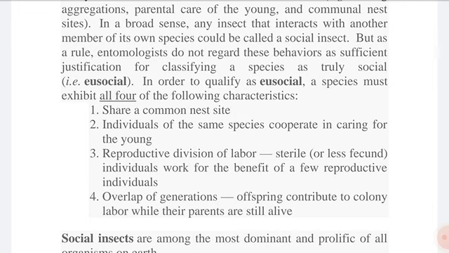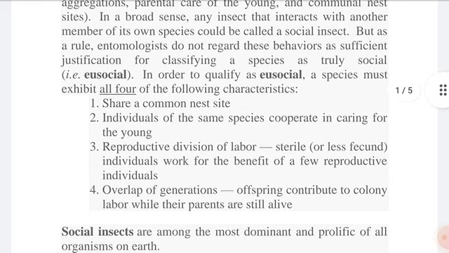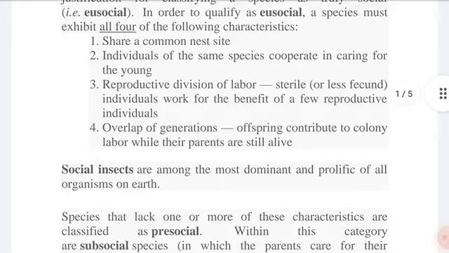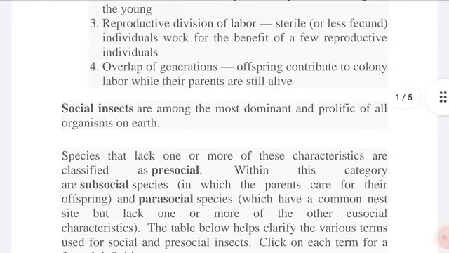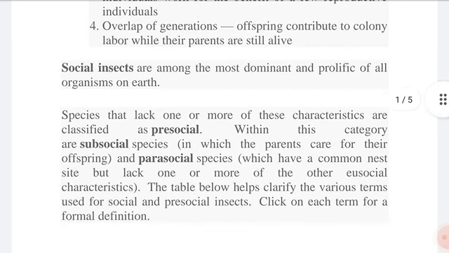Fourth is overlap of generations. Offspring contribute to colony labor while their parents are still alive. So it is called overlap of generation. Social insects are among the most dominant and prolific of all the organisms on earth. They are found in huge amounts. Species that lack one or more of these characteristics are classified as pre-social. They are not eusocial.